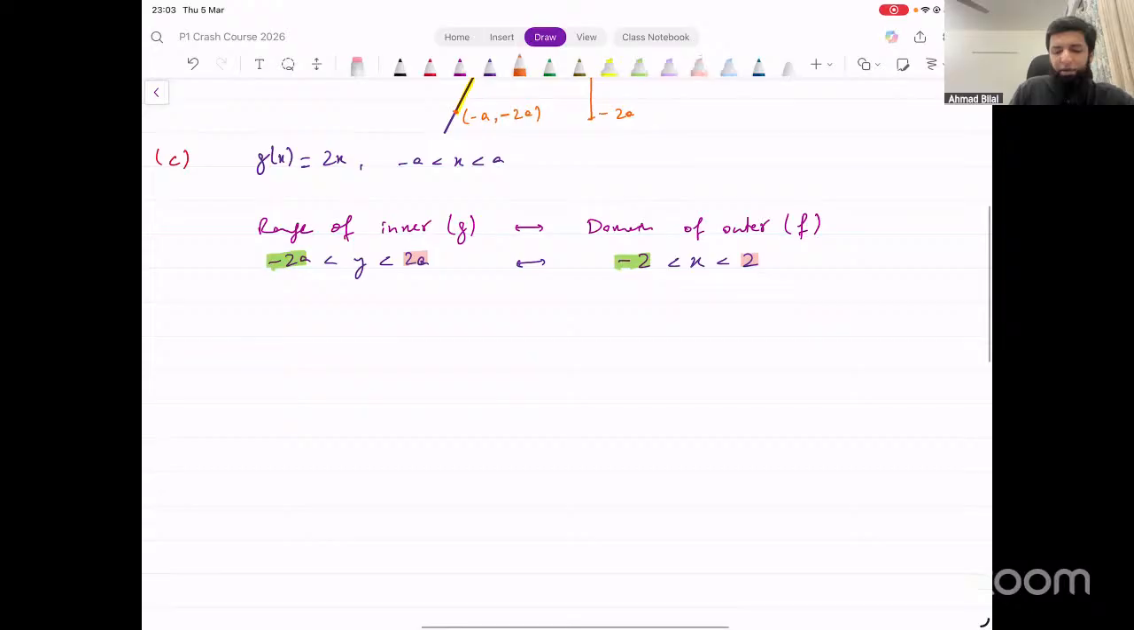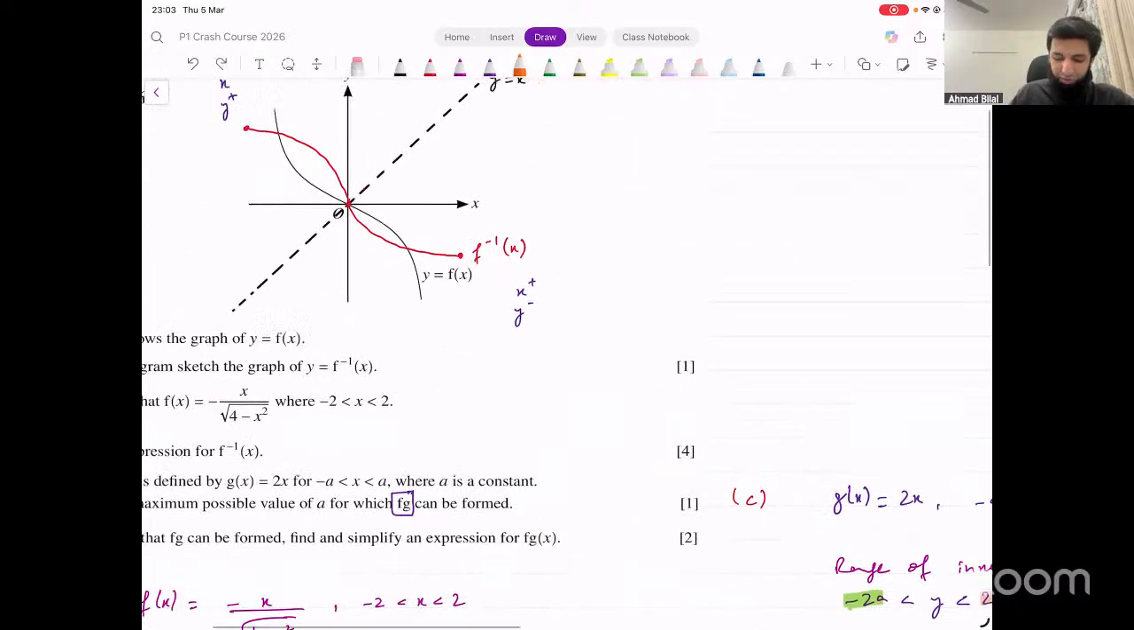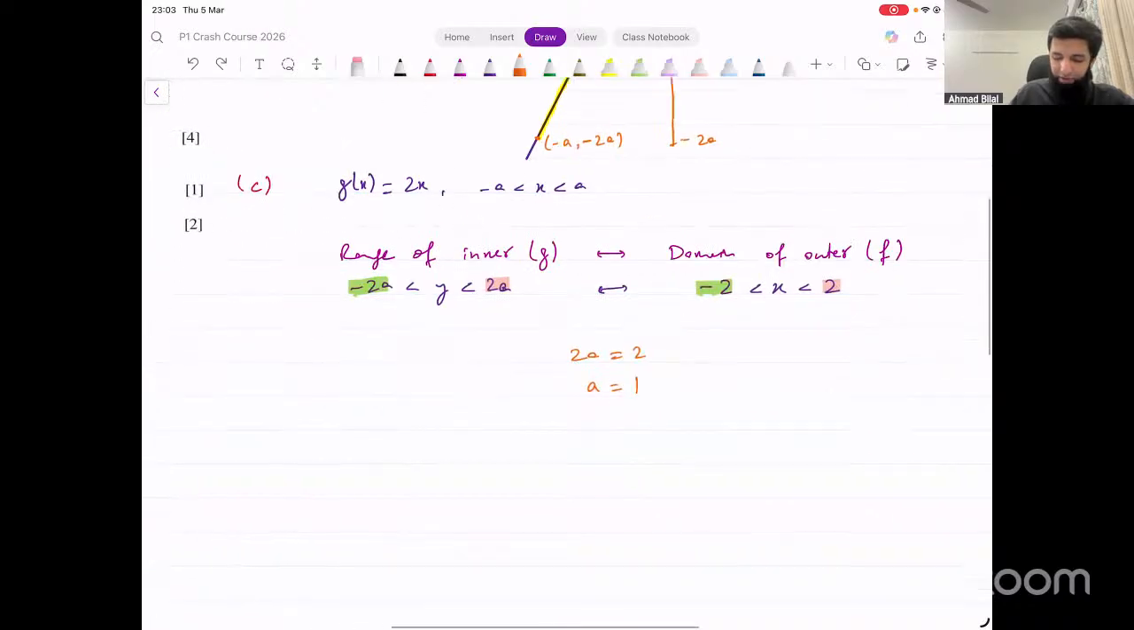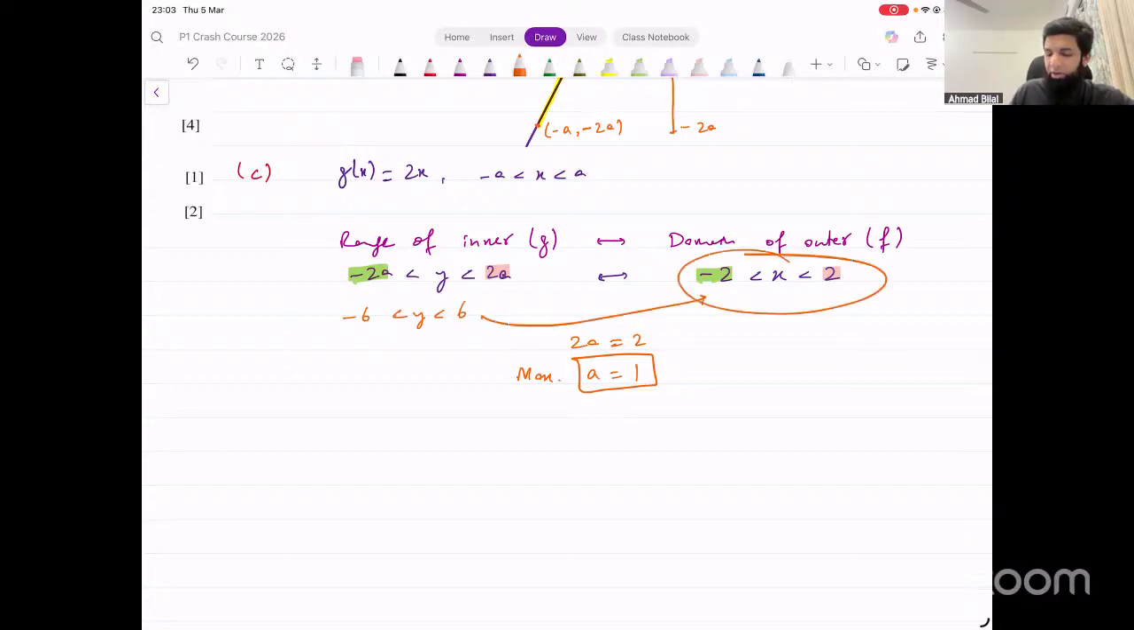What's the value of a that we get from this? We can equate any of them. You can say 2a equals 2, for instance. The value of a turns out to be 1. They said greatest possible value of a, right? Maximum possible value of a. The maximum possible value of a is this. Why maximum? Because if a was any bigger than this, for example, if a was 3, what happens? You get minus 6 to 6 in this case, and that cannot be input here. So the maximum possible value of a can be 1.